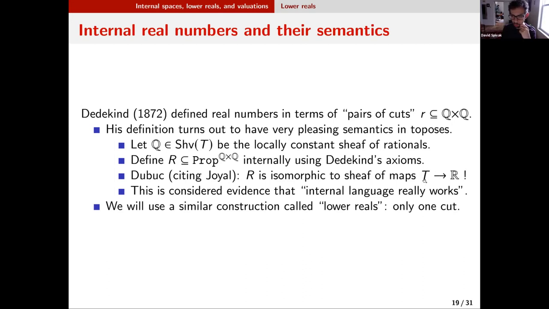So if your topological space was just a point, then sheaves on that point are just sets, and we could be talking about set theory. And there we would say that Dedekind's axioms turn out to be all continuous maps from a point to the reals, which are exactly the reals. So it recovers Dedekind's reals in the case that your space is a point, but it more generally does the right thing. And this is considered evidence that the internal language really works. You write something down in set theory and blow the sheaf whistle and you get something neat.